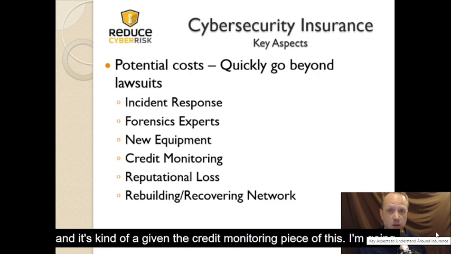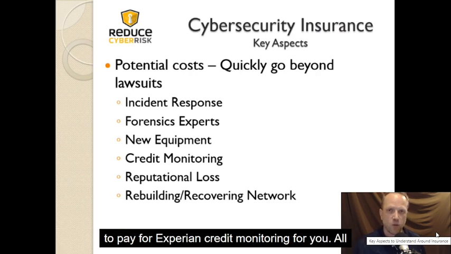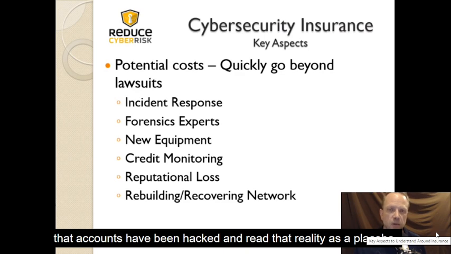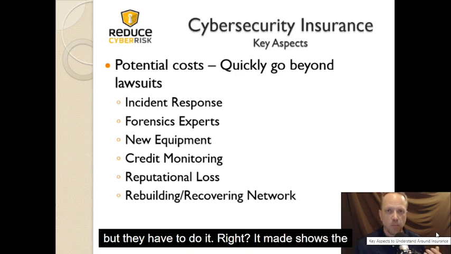And that's kind of a given, the credit monitoring piece of this. I want to pay for Experian credit monitoring for you, for all the accounts that have been hacked. In reality, that's a placebo. But they have to do it, right? It shows the public that you're doing something.